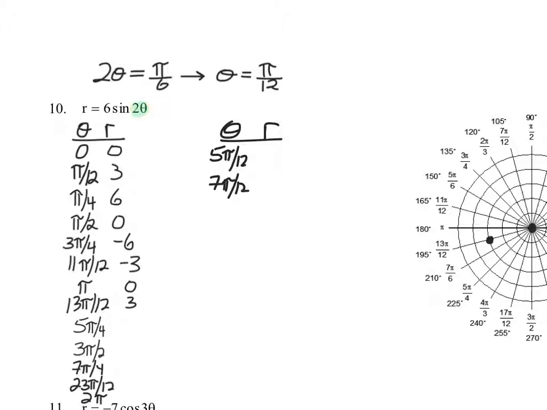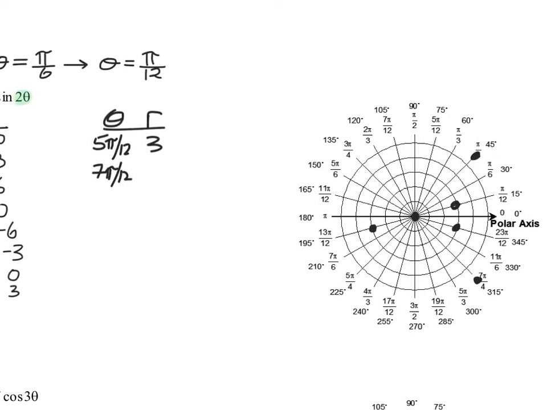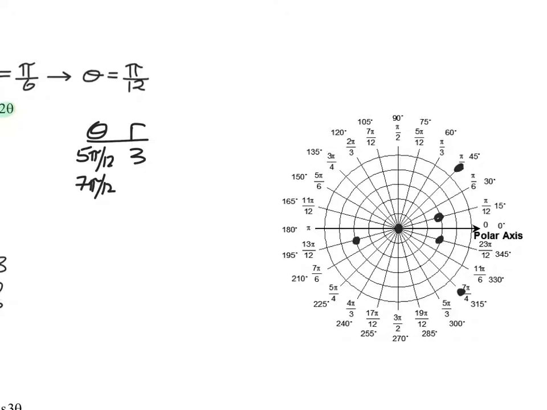All right, so if I plug in a 5 pi over 12, I get 5 pi over 6. So that's the sine of 5 pi over 6, which is 1/2, so 3. So 3 steps in the direction of 5 pi over 12. Where are you? 1, 2, 3. And then 7 pi over 12 is 7 pi over 6 when you plug it in. So negative 1/2, so negative 3. So find 7 pi over 12 and take 3 steps in the opposite direction.